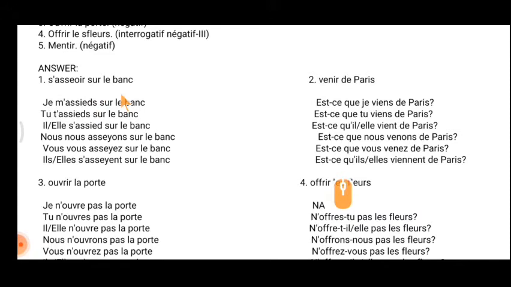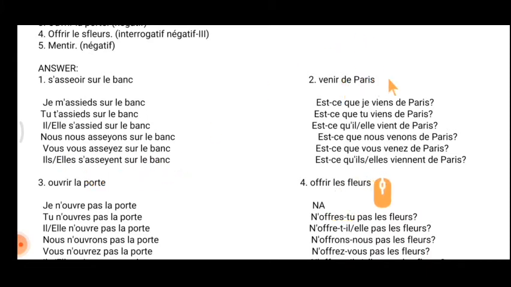Ça s'assoit sur le banc. So this is reflexive verb. Je m'assois sur le banc. Tu t'assois sur le banc. Il, elle s'assoit sur le banc. Nous nous asseyons sur le banc. Vous vous asseyez sur le banc. Il, elle s'assoient sur le banc.